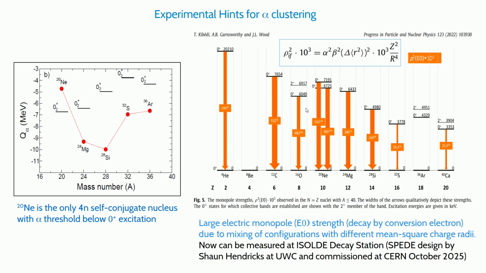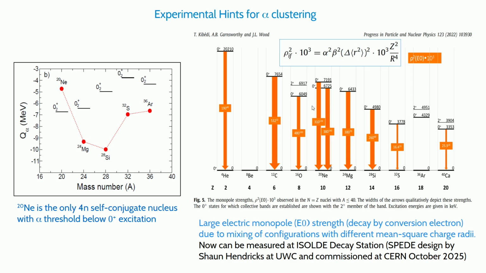So experimental evidence for clustering has been a problem for many years. You know, we have tried here and there, we have shot everywhere. In principle, neon 20 is one of the best clustering nuclei because the 0 plus state is above the alpha threshold in excitation energy. It is the unique case here. You have the other self-conjugate nuclei, where the alpha threshold is above the 0 plus excitation, the second 0 plus excitation.